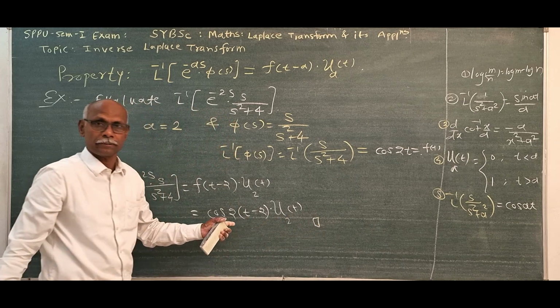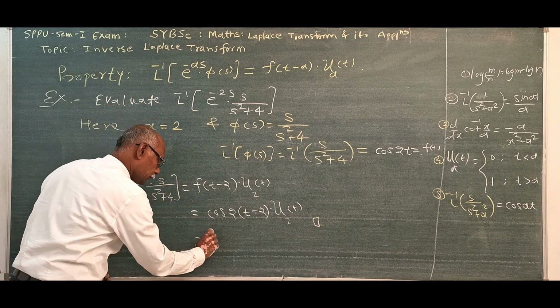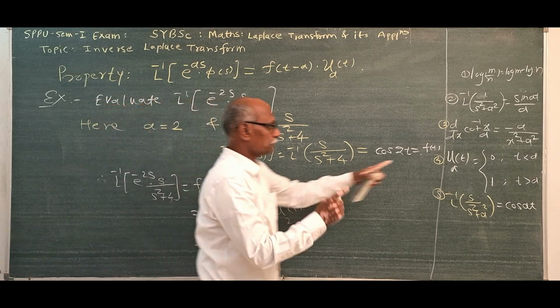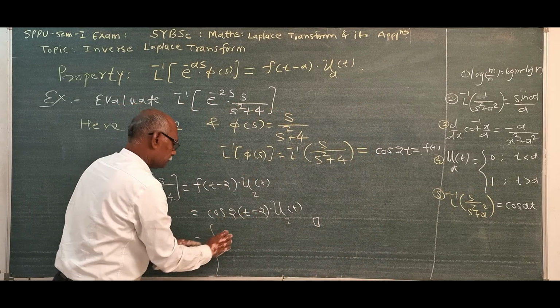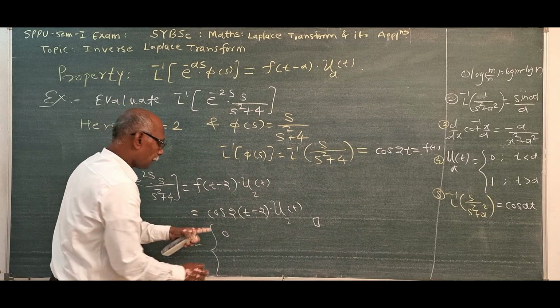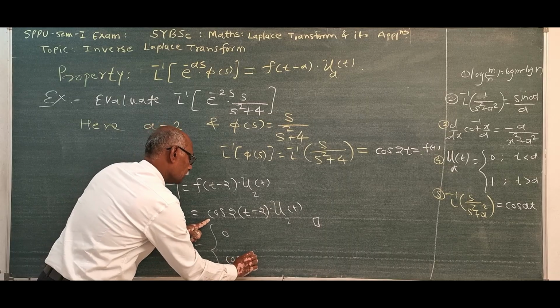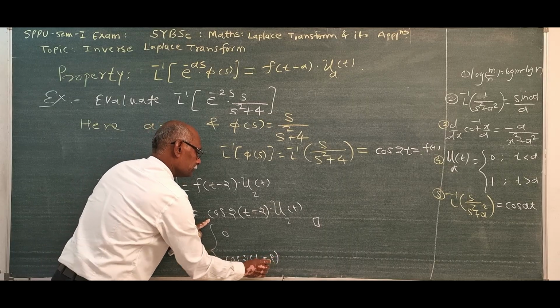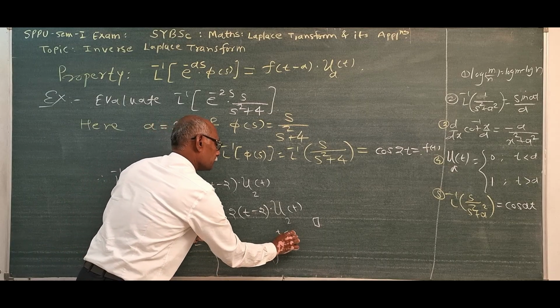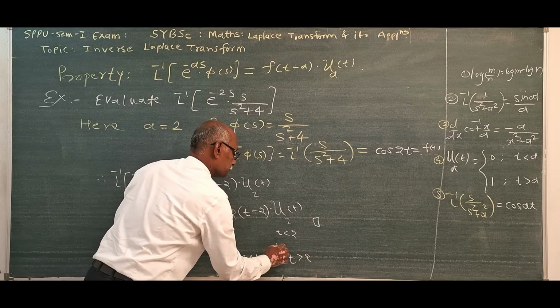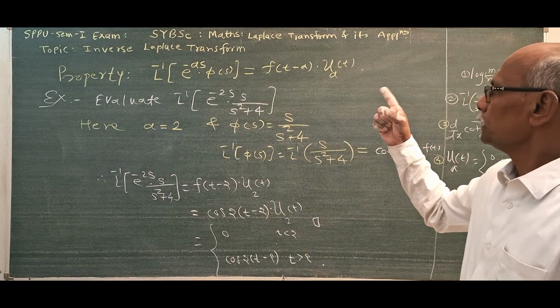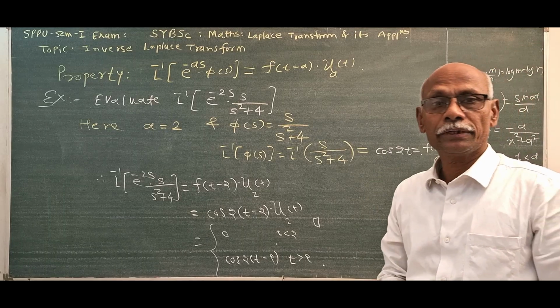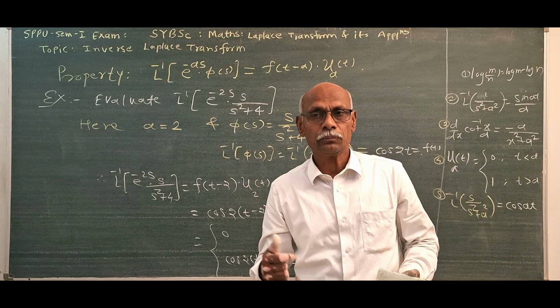You may stop here. On the other hand, you can write it like this. If this value is considered 0 and 1, then it is a common factor. If 0, then 0. If it is multiplied by 1, it comes cos 2 into bracket t minus 2. And here t is less than 2 and t is greater than 2. Finish. This is the story. So by using this property, this means the second shifting property in inverse Laplace transform, we can find the inverse Laplace of such functions.